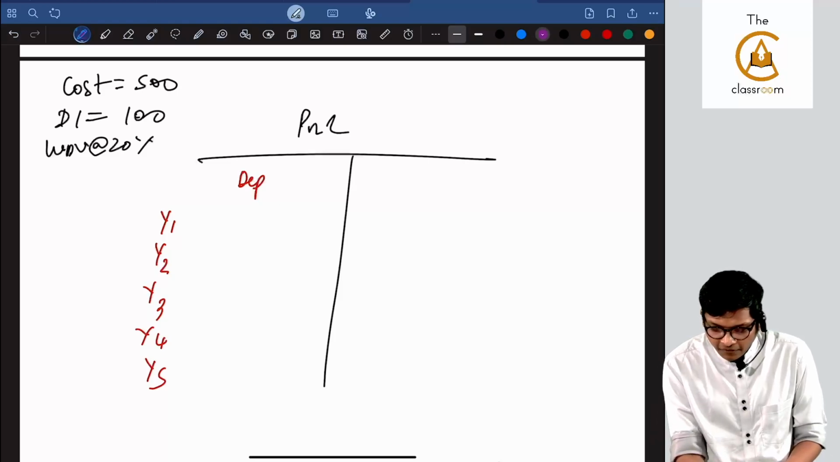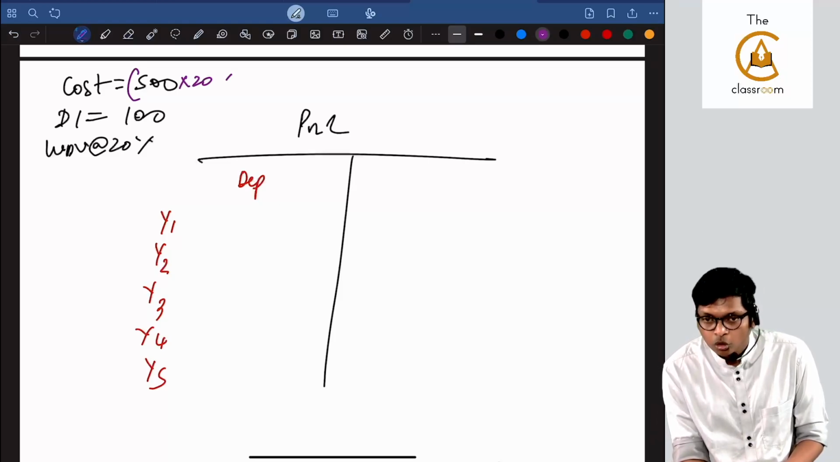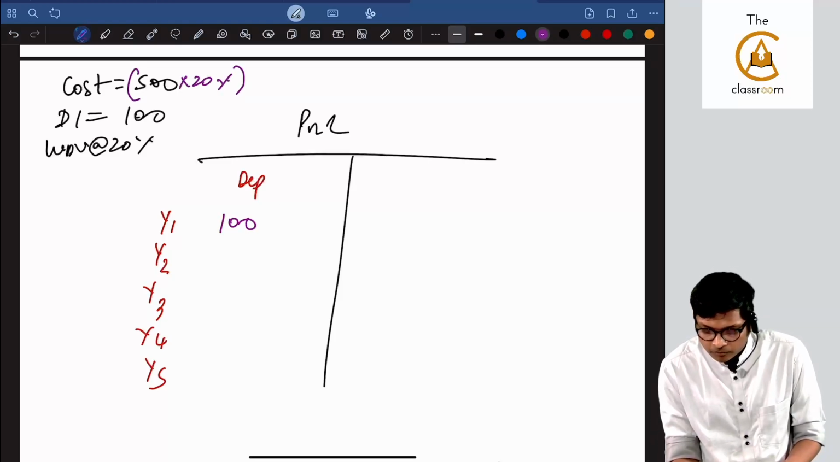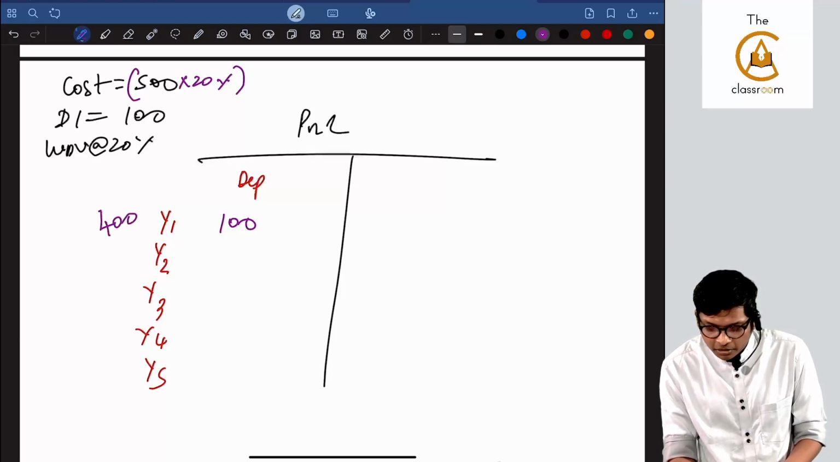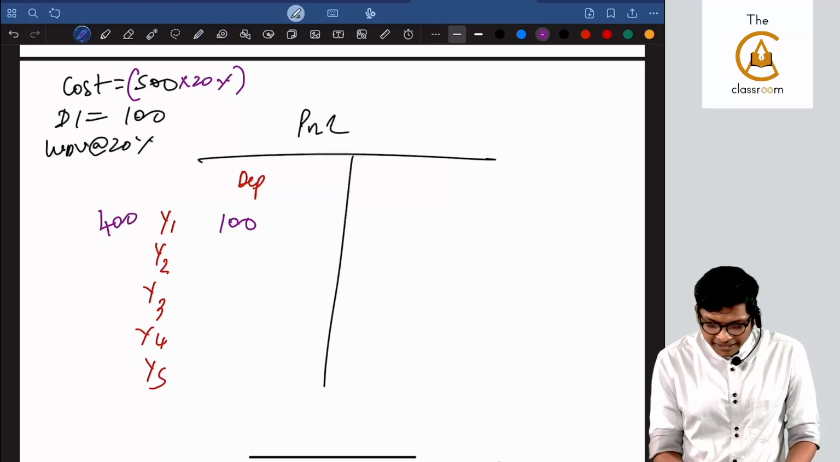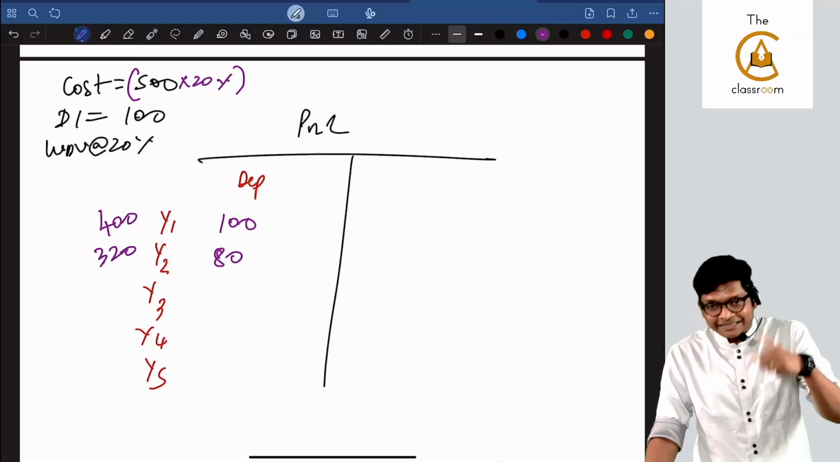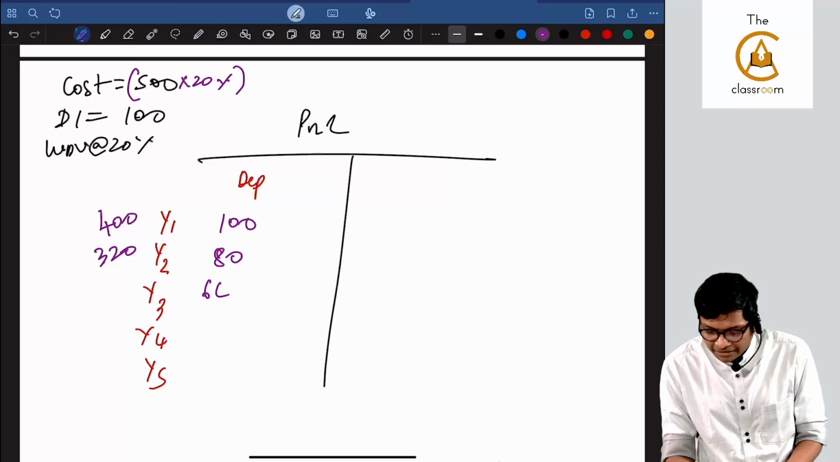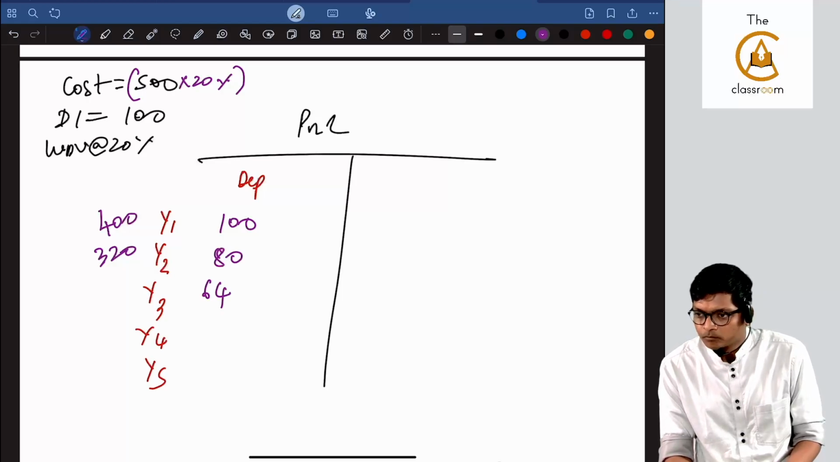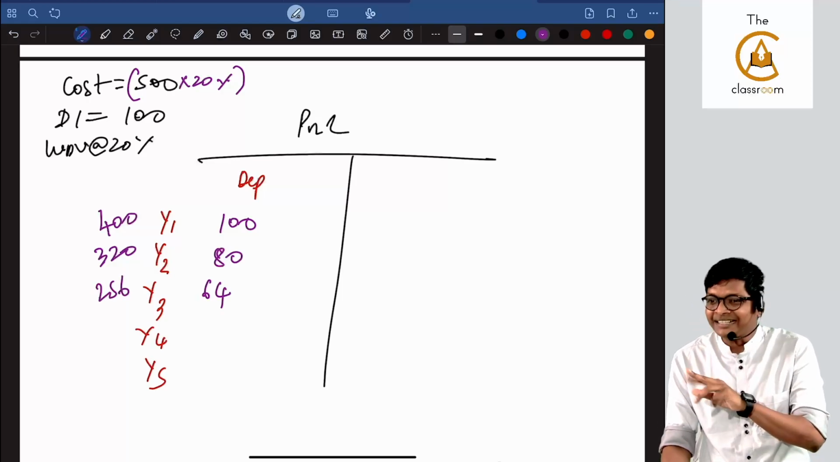Look at this. First year will be 500 into 20%. How much? That time closing value will be 400. Second year will be 400 into 20%. How much? 80. Closing is going to be 320. Are you getting it, guys? Tell me for all the years. Third year will be 64. Closing will be 256. Are you able to connect, guys?